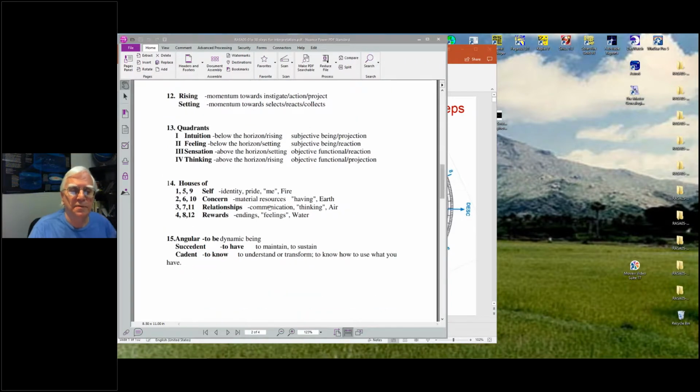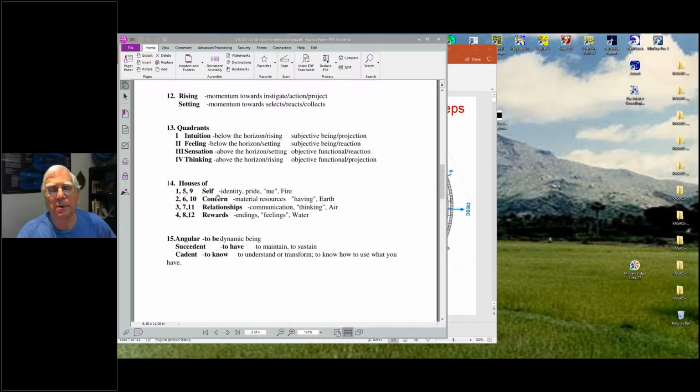Then you have, again, in this form, the elements first and then the modes, and I tend to like the modes first. So these should be angular, succeedent, first the dynamic being, having and maintaining, knowing and understanding for the angular, for the modes. And then the elemental, the houses of self, concern, relationships, and rewards.